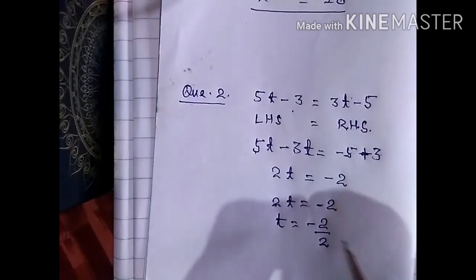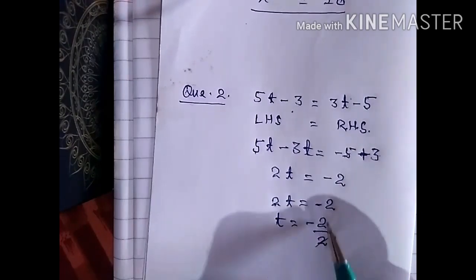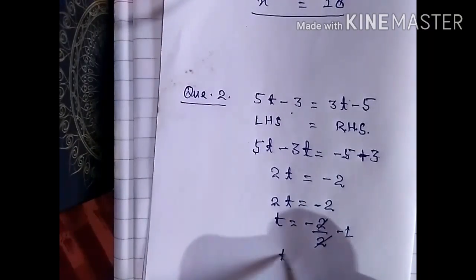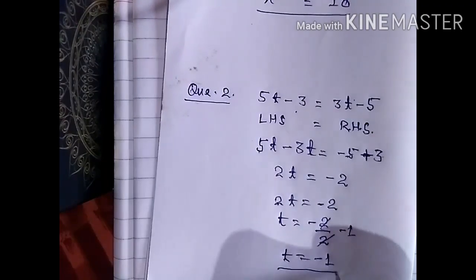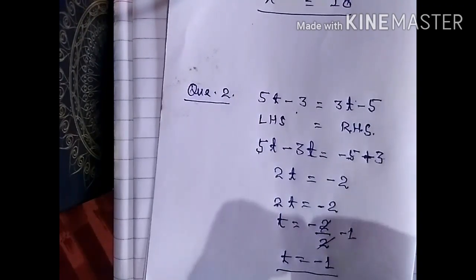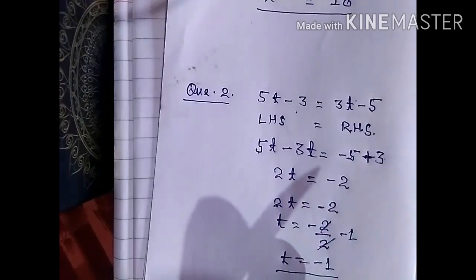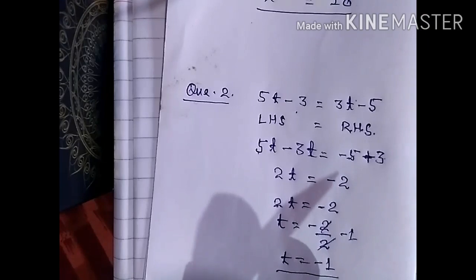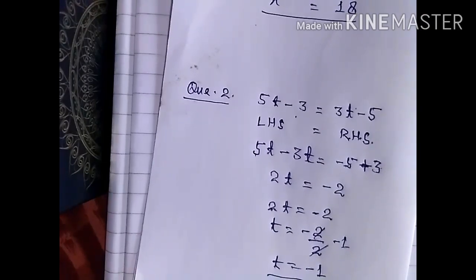Clear, students? So this one, minus 2 divided by 2, will be minus 1. So the value of t is equal to minus 1. This is the answer of the variable, student. Now we have to check whether the value of this variable is correct or not. So we have to put the value of the variable in the equation once again.